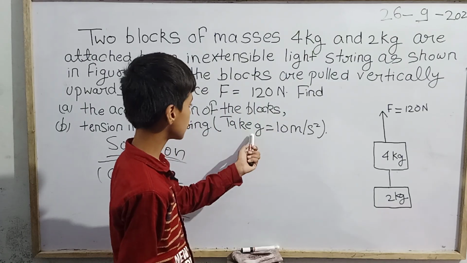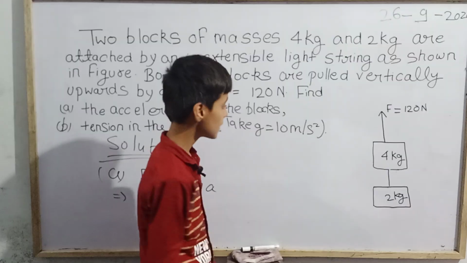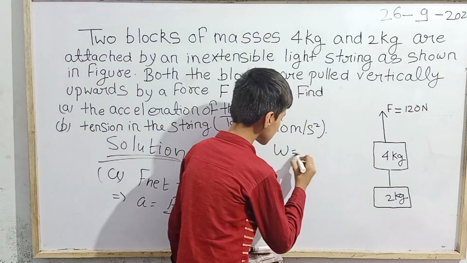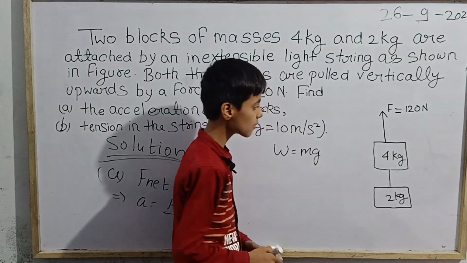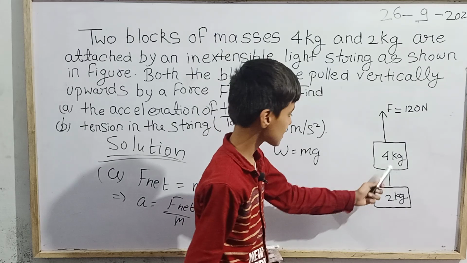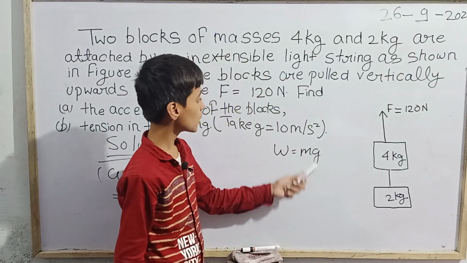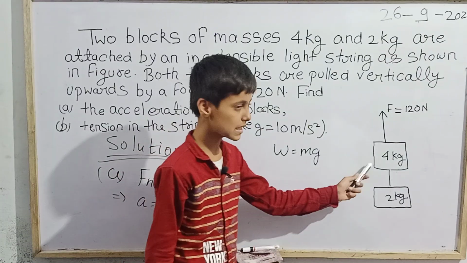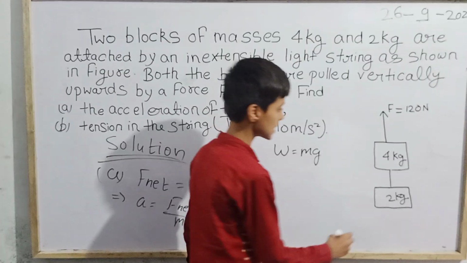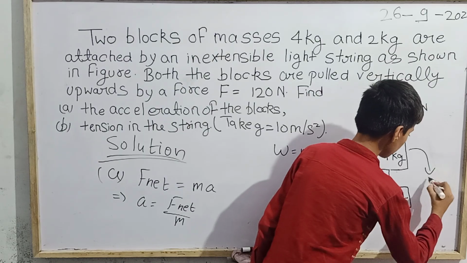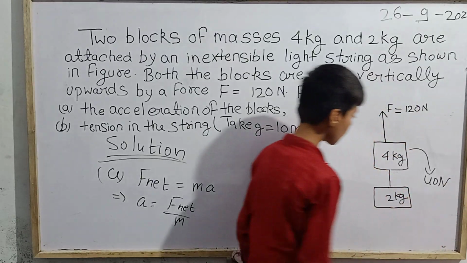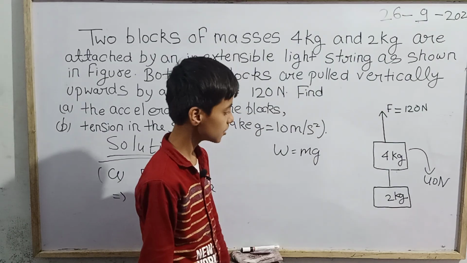g equals 10 meters per second square, this has been given. Now W equals mg. First we can calculate for this one. Its mass is 4 kg, so 4 into 10 meters per second square. Finally the weight we get is 40 newtons. So its weight is downward, 40 newtons. For the 4 kg block we have 40 newtons weight.